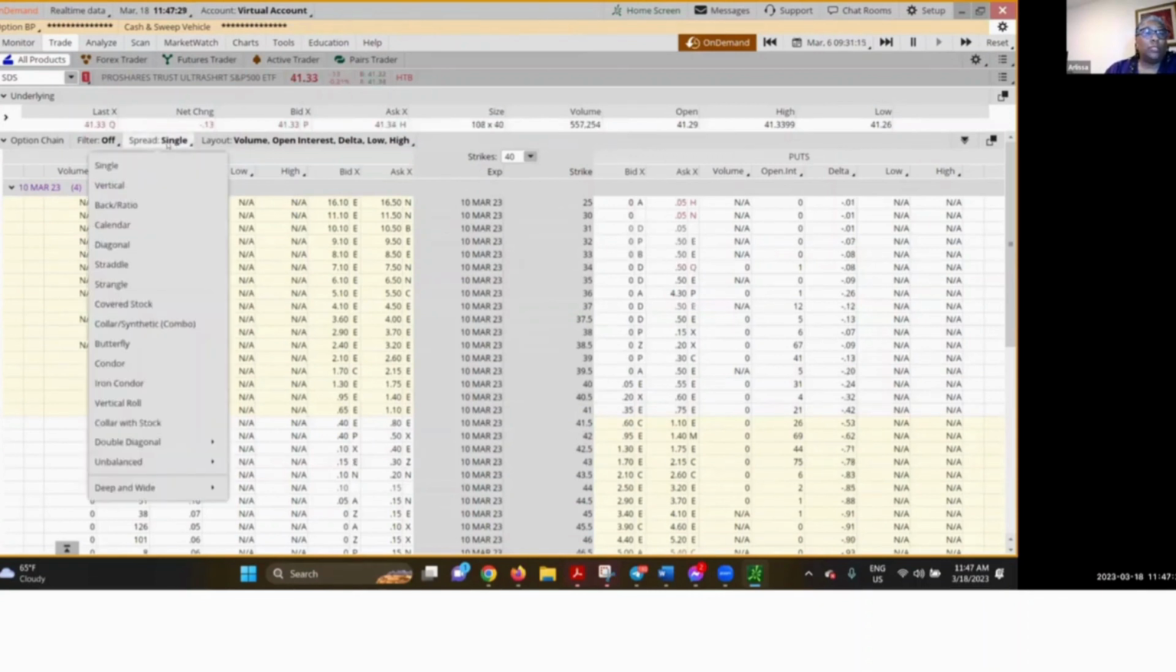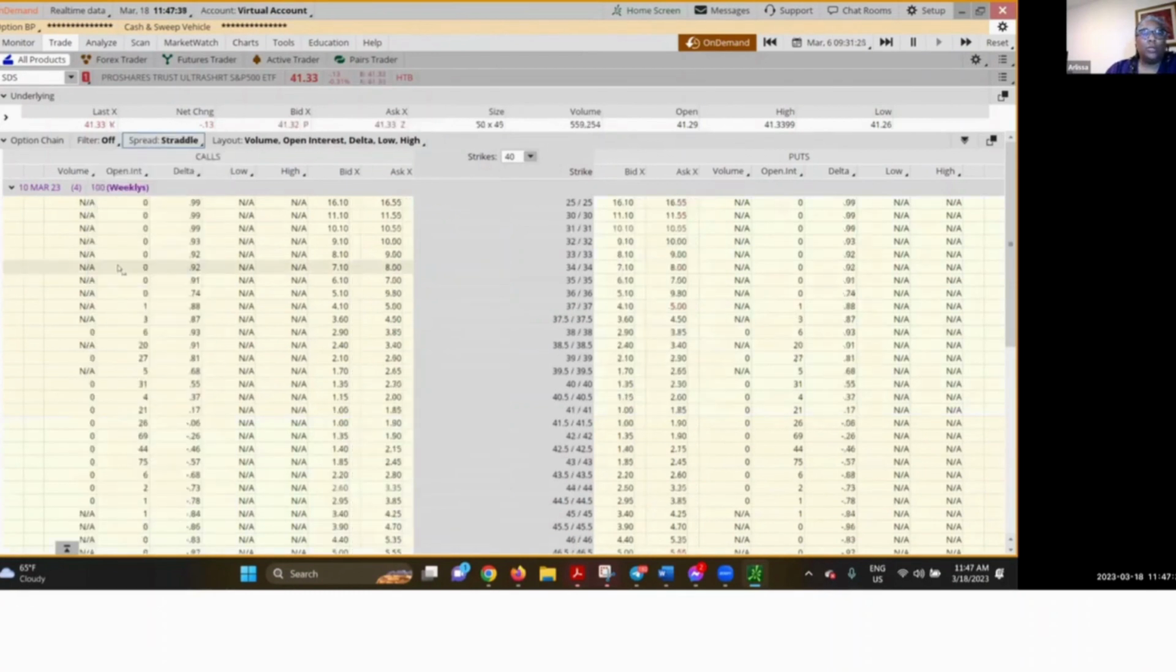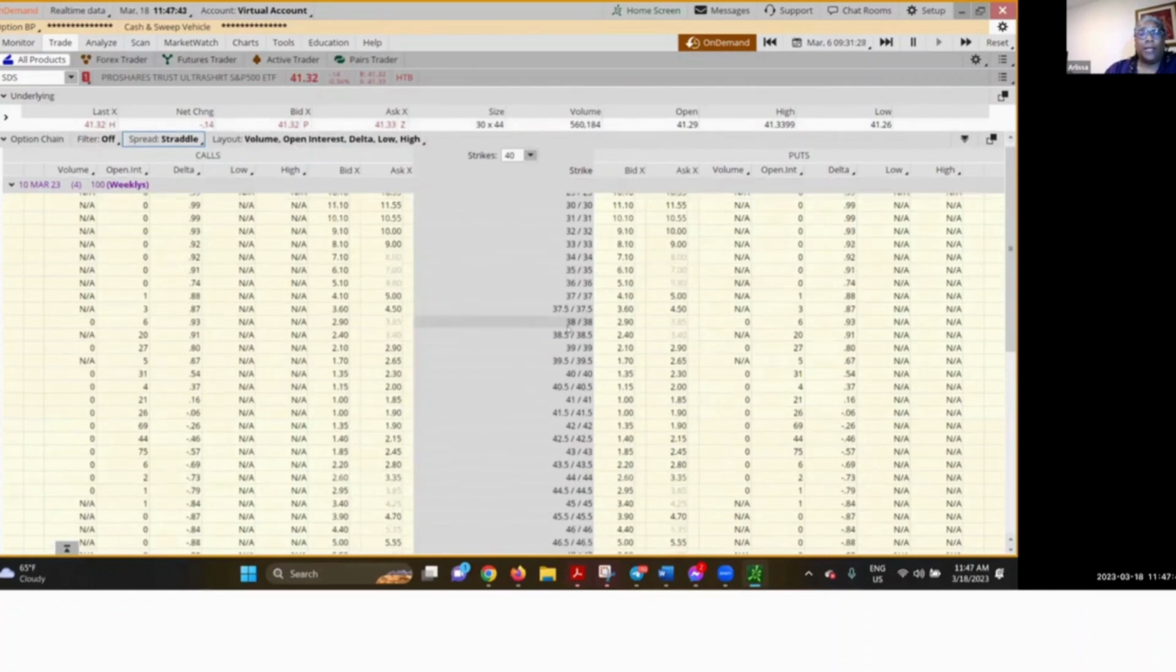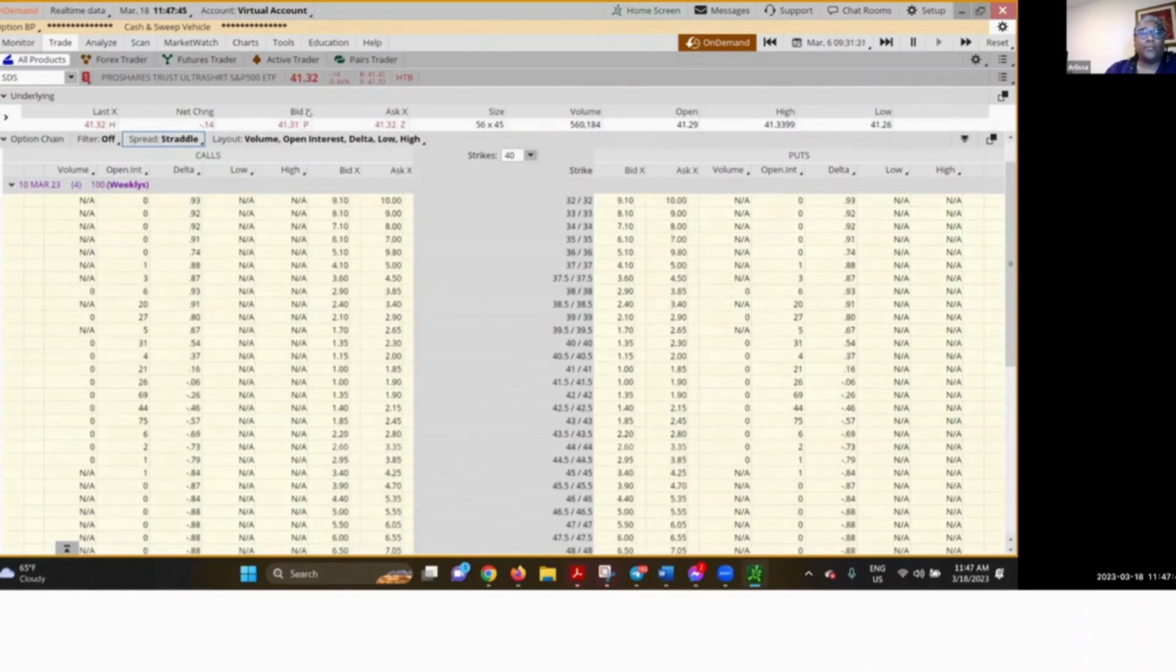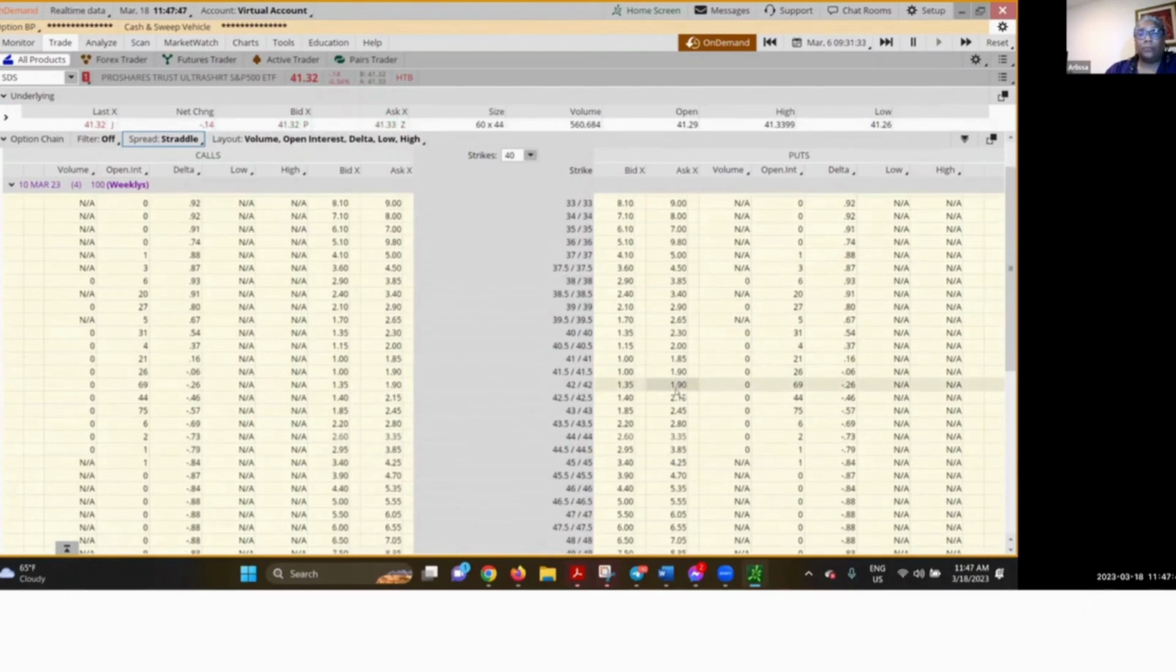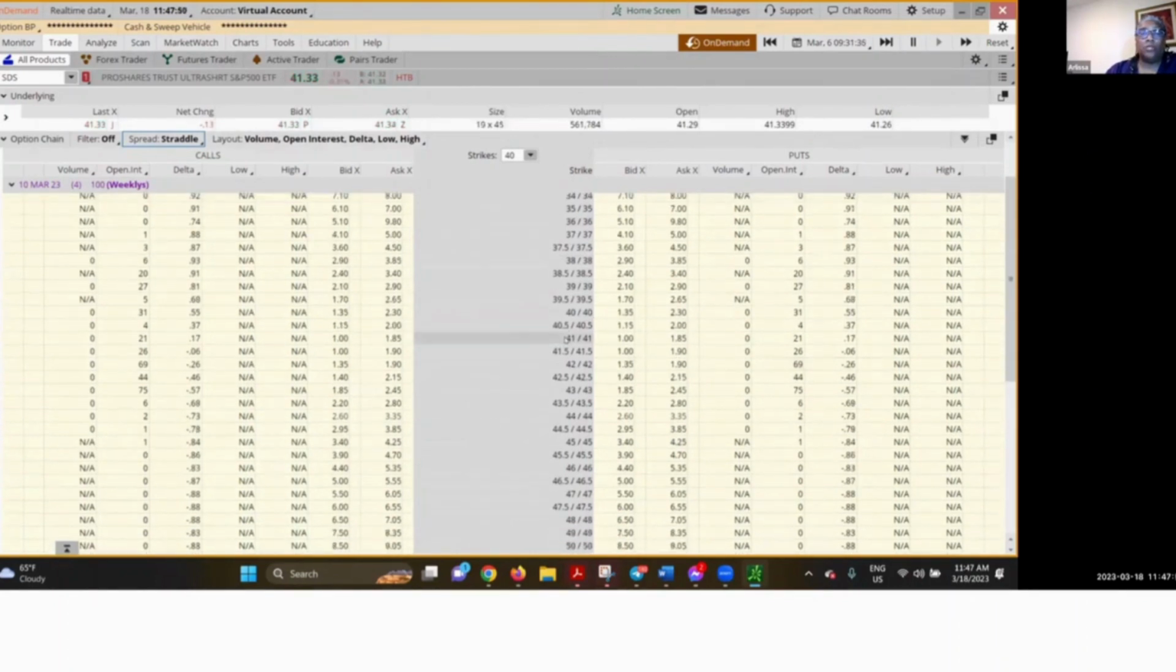When you're looking at straddles, it's the same stuff we would have on our regular option chain: single, vertical, back ratio, calendar, diagonal. But if you're looking at a straddle, you pick straddle here. And current price is $41.32. Most people pick at the money for a straddle, up to you.